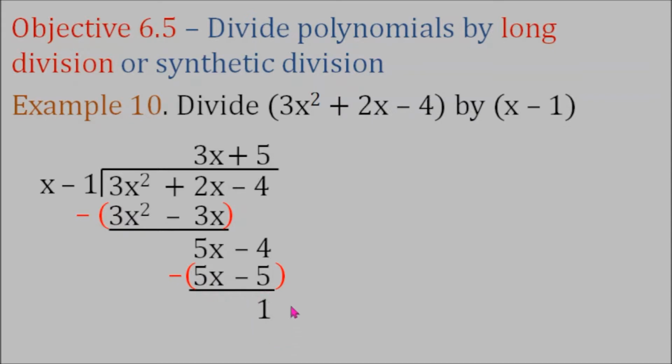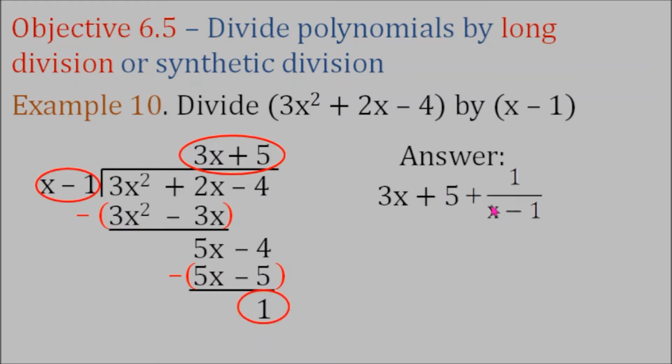So this number here is our remainder. This is how we are going to write our answer. We will write our quotient 3x plus 5. Then we are going to make a fraction where the remainder is the numerator and our divisor is the denominator. So it's plus 1 over x minus 1. So this is our answer.